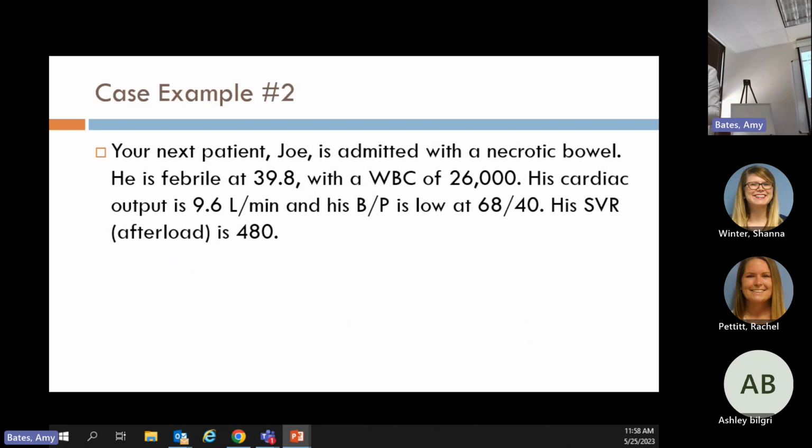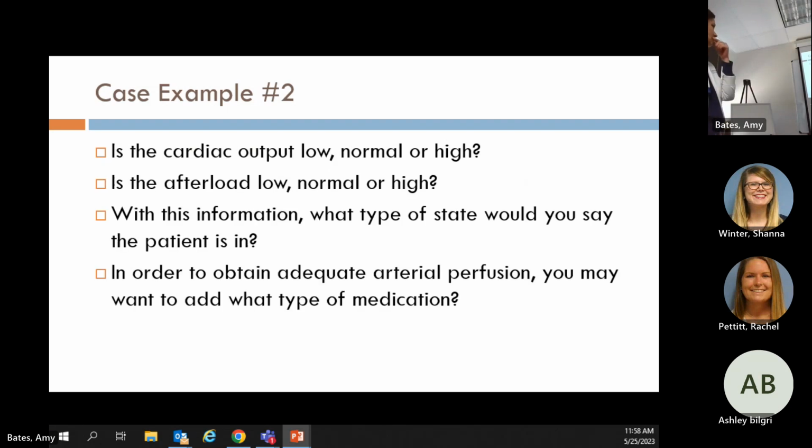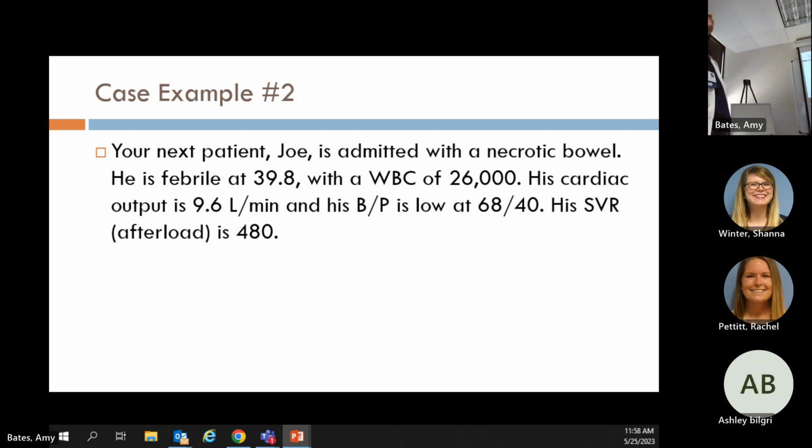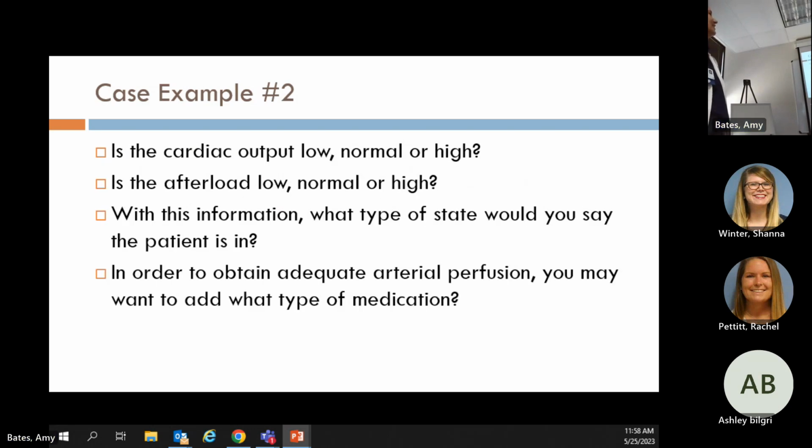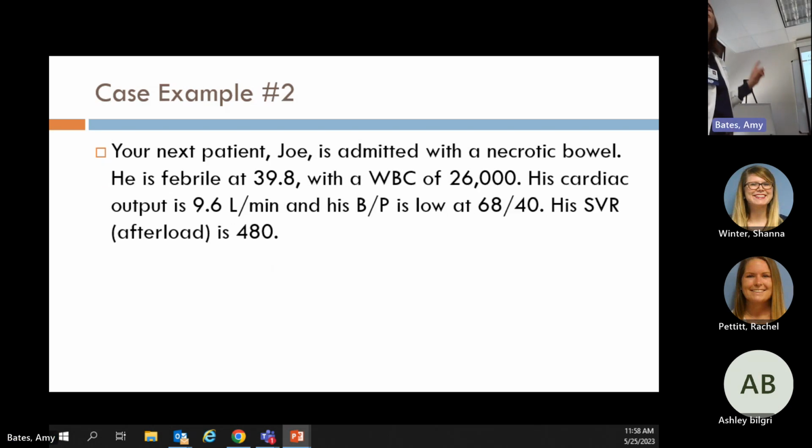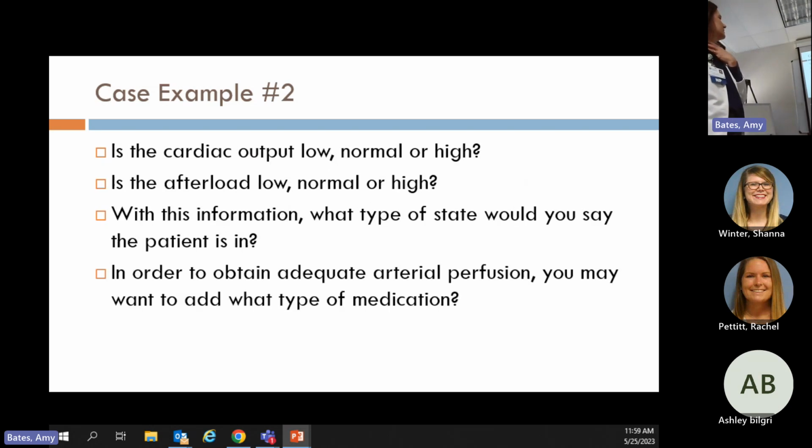Your next patient, poor Joe, he has a necrotic bowel. So he's febrile, high white count, cardiac output is 9.6. Blood pressure is low at 68/40. SVR, which is your afterload, is 480. Is the cardiac output low, normal, or high? High. Is the afterload low, normal, or high? The afterload of 480. We didn't go over that. It's actually low, right? Exactly.